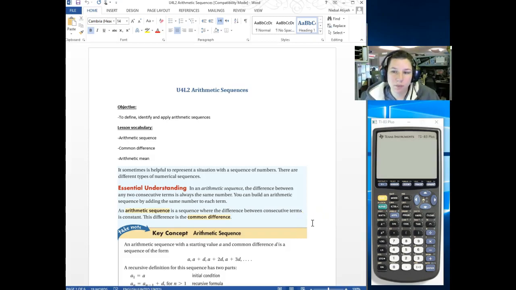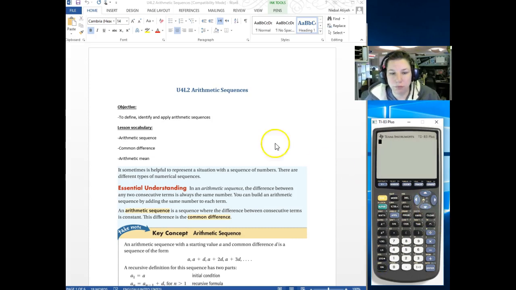Right, arithmetic sequences. In this unit, there's going to be two overall types of sequences, arithmetic and geometric. This is your first one. So you need to be able to define, identify, and apply an arithmetic sequence. Arithmetic sequences have a common difference between the numbers. So to get from one term to the next one, it's always using the same difference between each one. Again, difference is subtraction.